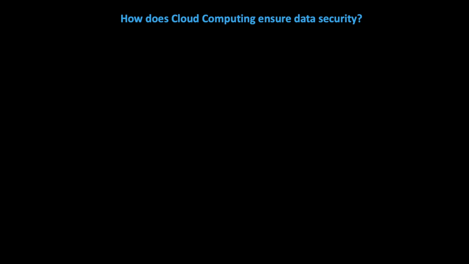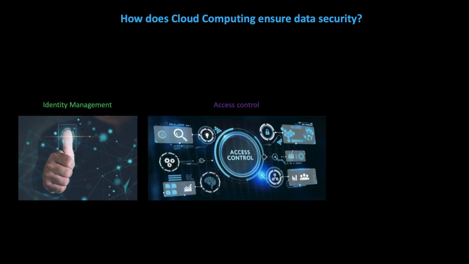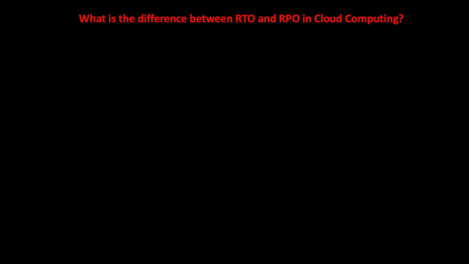How does cloud computing ensure data security? It ensures it through identity management, controlling access to resources within the organization and managing access privileges for individual network entities to cloud services. Access control, where users are granted permission to decide whether to provide access to another user who has entered the cloud environment, and authentication and authorization, so that only authorized and authenticated users are allowed to access applications and data.